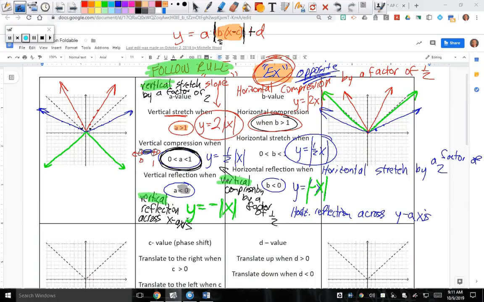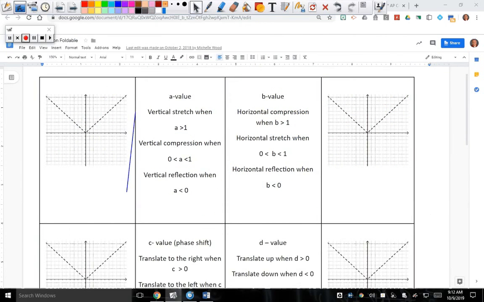Okay, good stuff. Any questions before I keep going? Okay, so that's a and b, the multiplication stuff. To me, I think that's the most difficult.